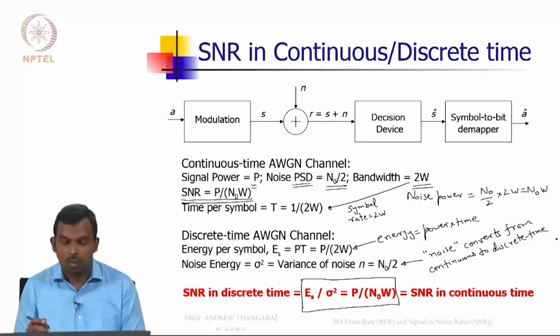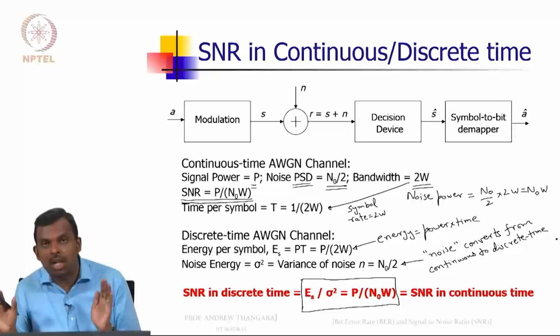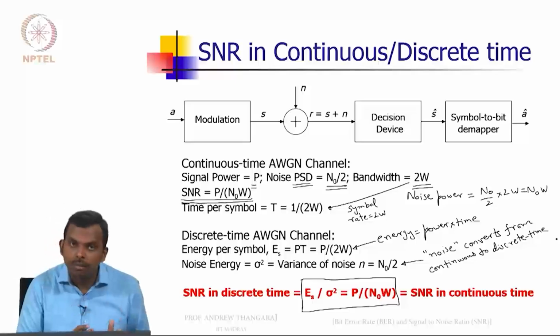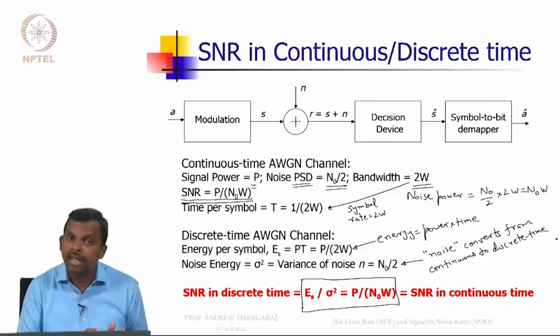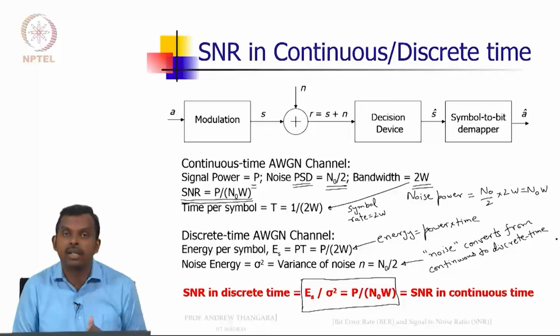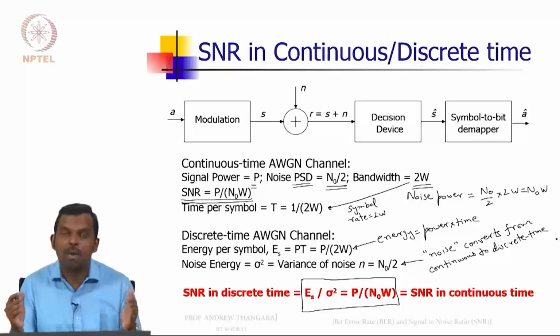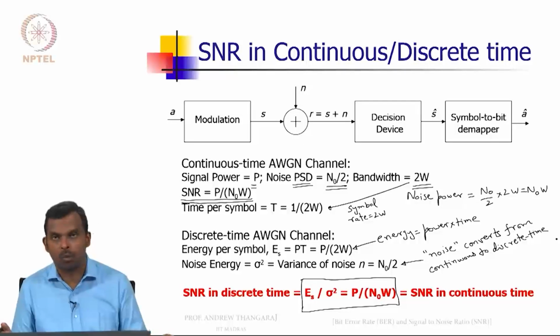The main story in this slide is that you do not have to worry about the continuous time situation at all. You only worry about the energy in the symbol and the noise variance in the discrete time domain, and your SNR in discrete time you define as Es by sigma squared, energy in the symbol divided by sigma squared, and you are fine. That is completely enough. Keeping this in mind, we will never go back to the continuous time domain again. We will only be in the discrete time domain, and we will be happy with the calculation of the SNR in the discrete time.